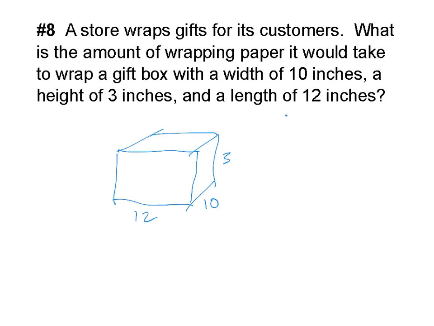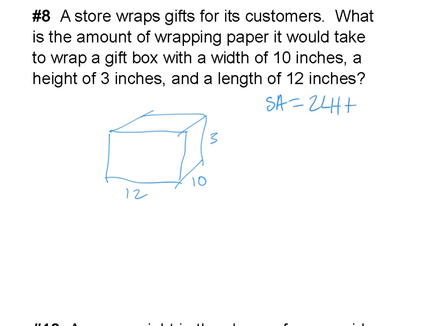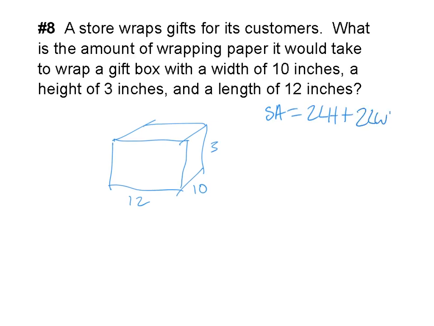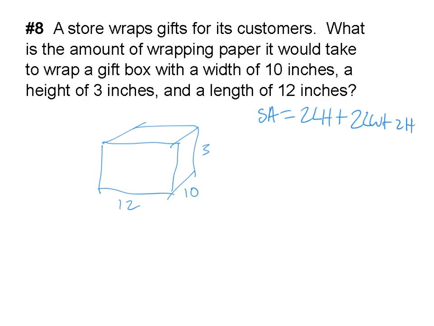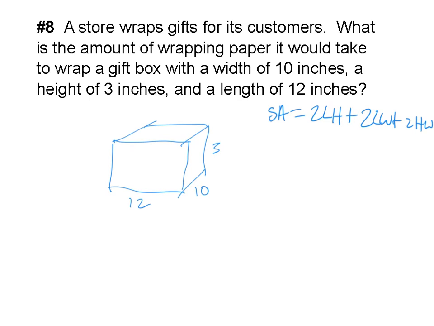And so remember the surface area formula? Here it is. It is 2 times the length times the height plus 2 times the length times the width plus 2 times the height times the width. So let's fill in our pieces then, knowing that. Okay, so surface area equals 2 times 12, right, times the height, 3, plus 2 times the length, 12, times the width, 10, plus 2 times the height, 3, times the width, 10.